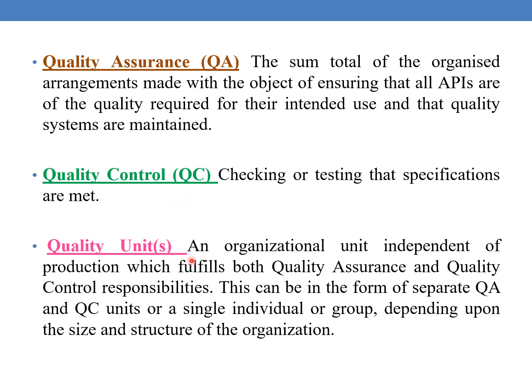What is a quality unit? An organizational unit independent of the production which fulfills both quality assurance and quality control responsibilities. This can be in the form of separate QA and QC units or a single individual or group depending upon the size and structure of the organization.